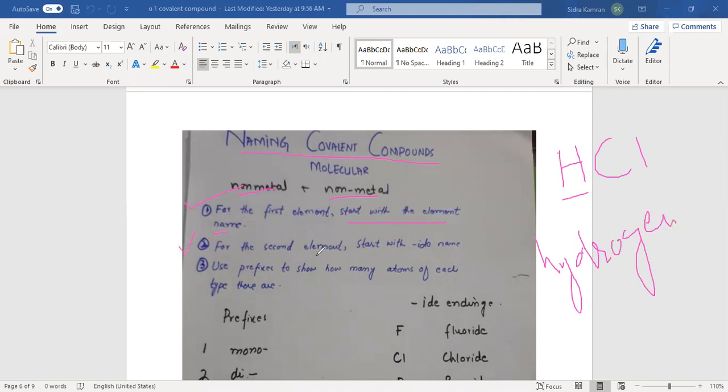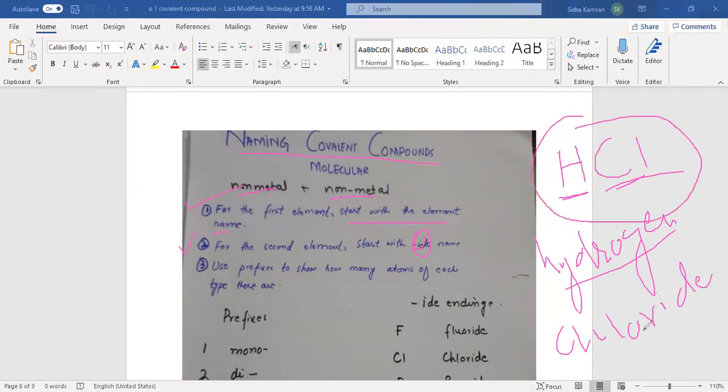Second rule, for the second element, start with the ide name. You have to use the ide name. So this is a chlorine atom. As the second rule says, you have to use ide, so it will be chloride, not chlorine. For the first element, you call it by its name, like hydrogen, not hydride. It's hydrogen. But for the second element, chlorine, you have to use ide. So chloride. This covalent compound has the name hydrogen chloride.